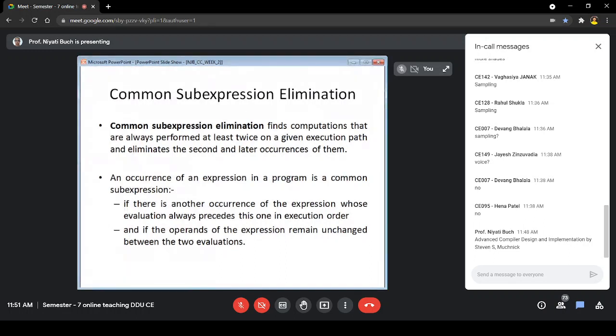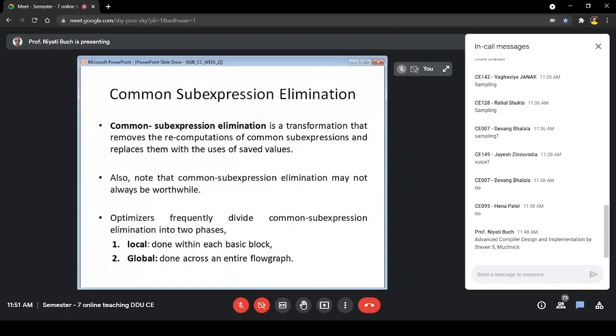So these two things we have to keep in mind: for every execution order, no matter how the flow goes in your code, the occurrence will always come before the particular expression. Then only is that expression called a common sub-expression, and the operands must remain unchanged.